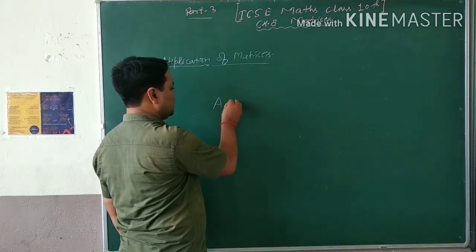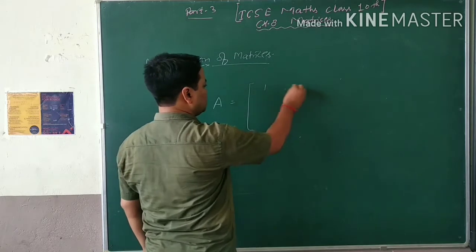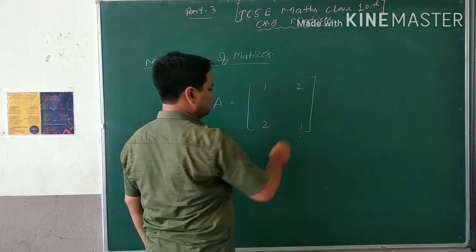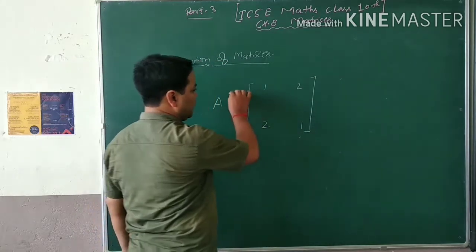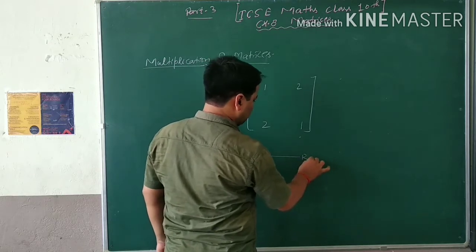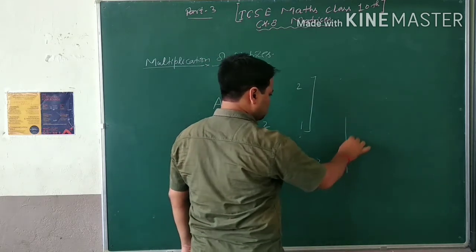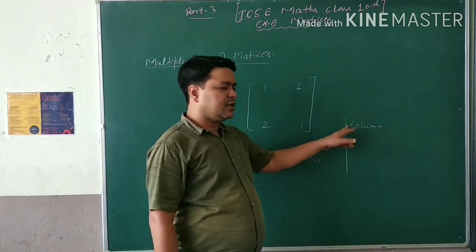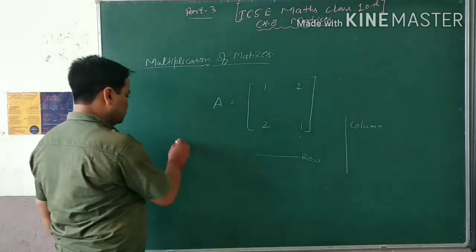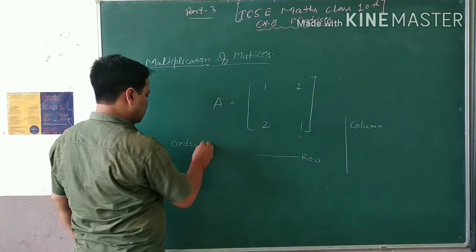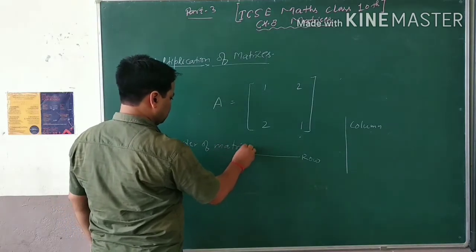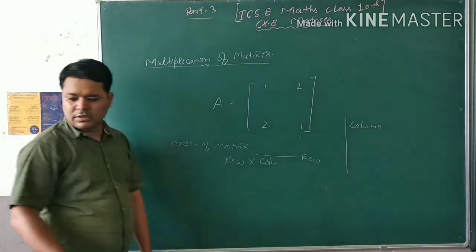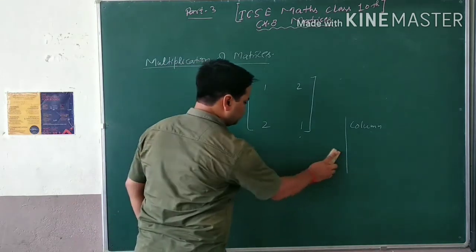This is a matrix, 1 2 2 1. You know that the horizontal line is for row and the vertical line is for column. Horizontal line is row and vertical line is column. And when we write the order of a matrix, first we write row and then column.